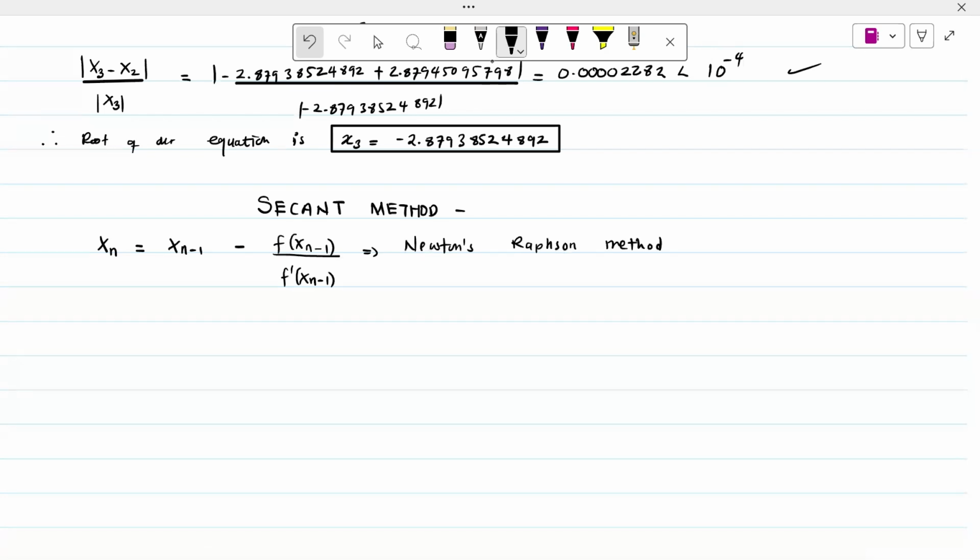However, there is a problem. We want to avoid the situation where the derivative of the function is complex. The function itself is complex and finding its derivative is quite difficult. So how are we going to handle that problem?